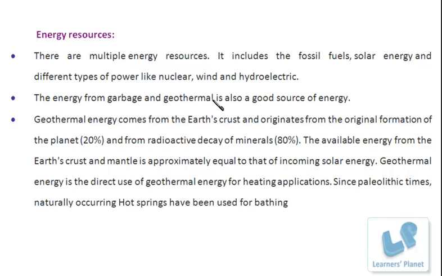And geothermal. What do you mean by this geothermal energy? Geothermal energy comes from the Earth's crust and originates from the original formation of the planet, 20%, and from radioactive decay of minerals, 80%. See, lots of minerals are there which undergo decay, which break down. Say U-238, it breaks down into U-235 and neutrons, releasing a large amount of energy. Likewise, there are large amounts of radioactive substances present in the Earth's crust, which go on disintegrating like this, which break down and thus produce energy.